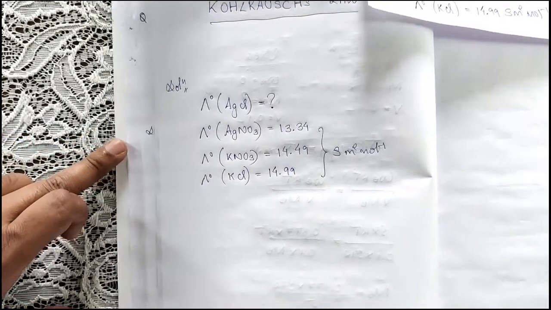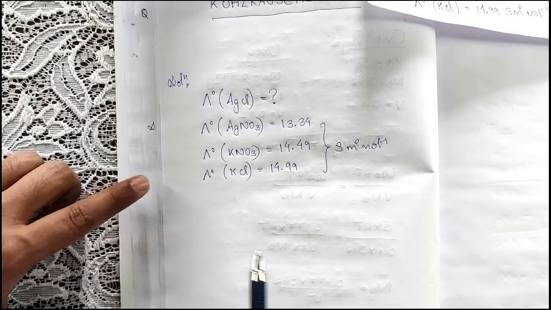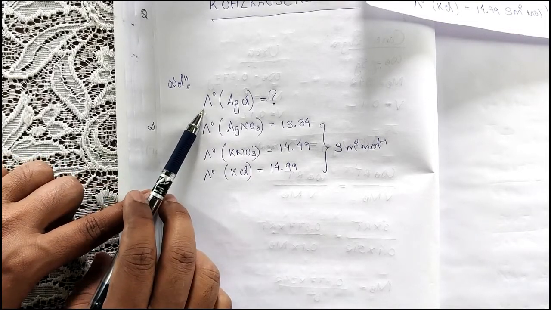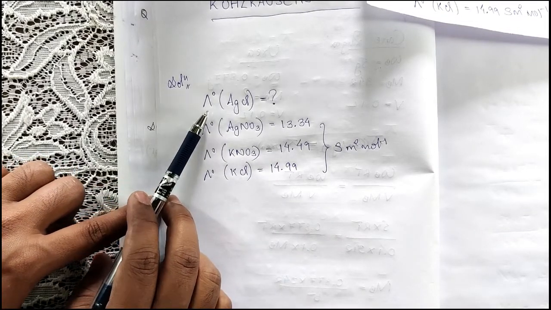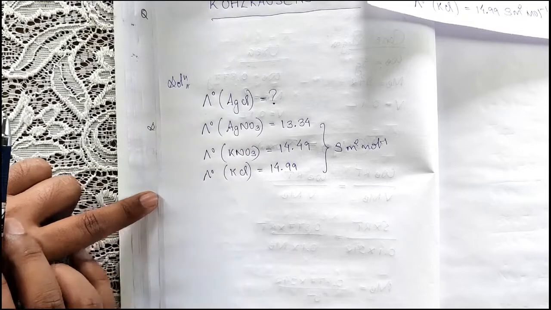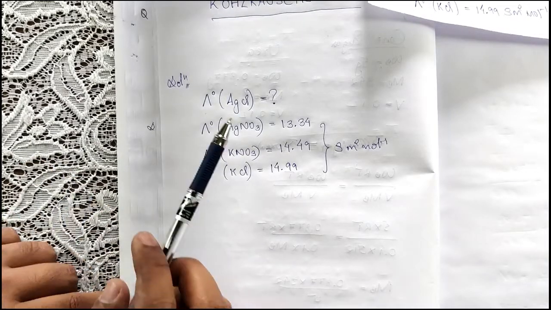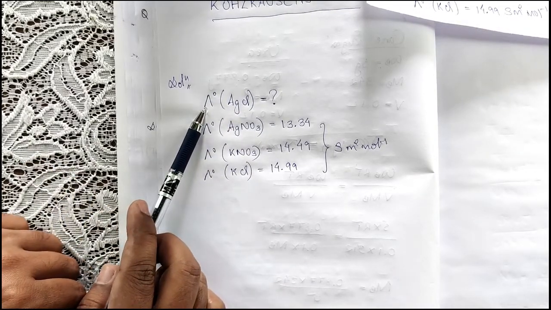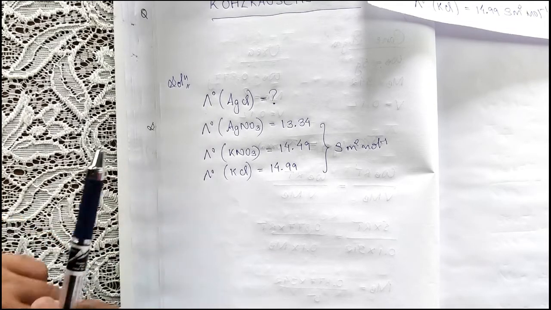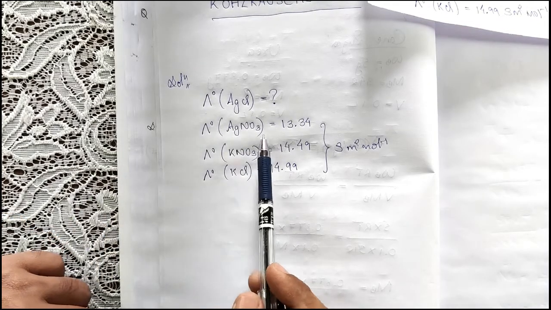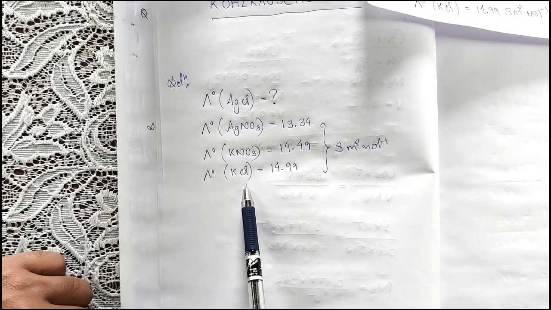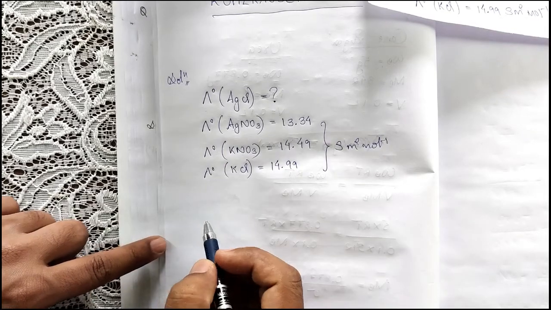So these are our given. So we are supposed to find molar conductivity. This represents molar conductivity of AgCl. This represents molar conductivity at infinite dilution. So AgCl, AgNO3 is given, KNO3 is given, and KCl is given. So this is how we are supposed to write.